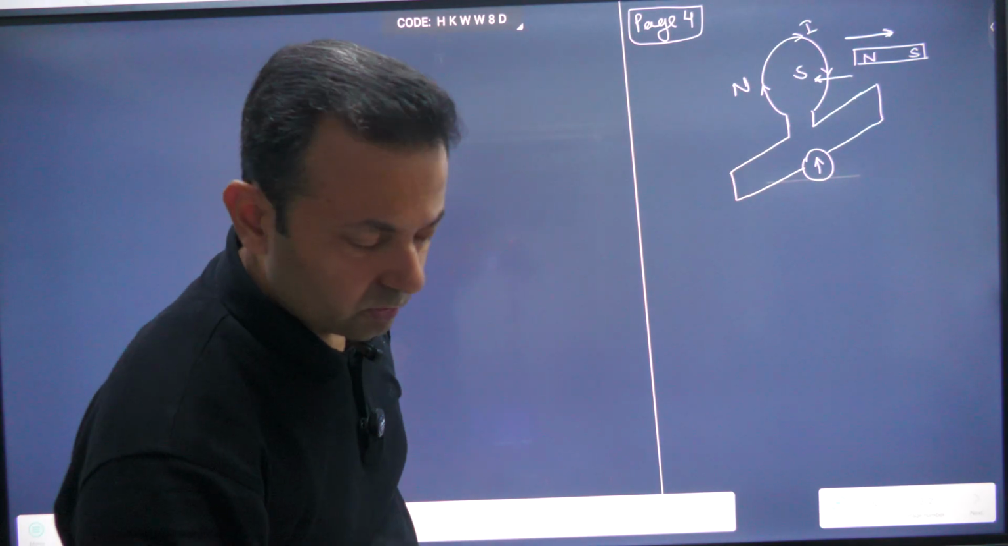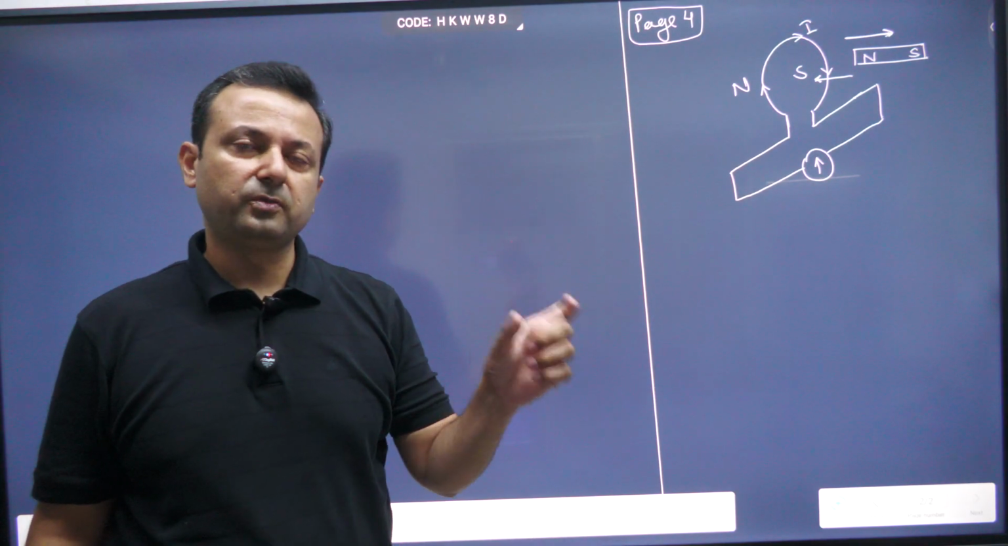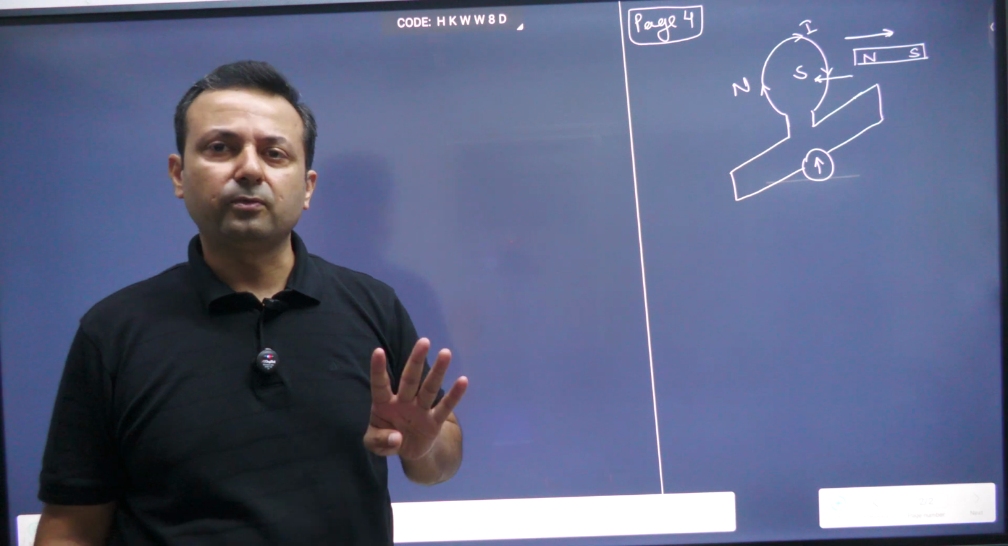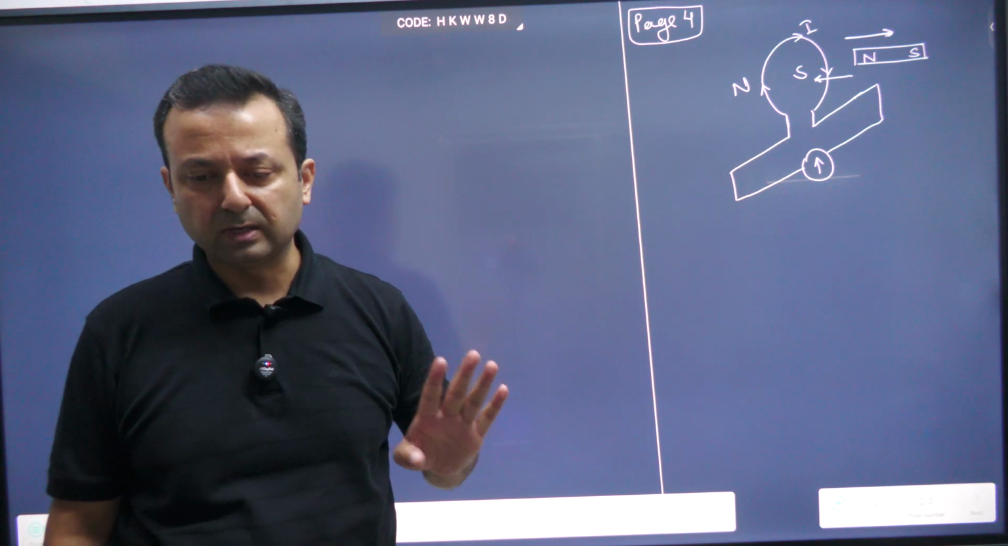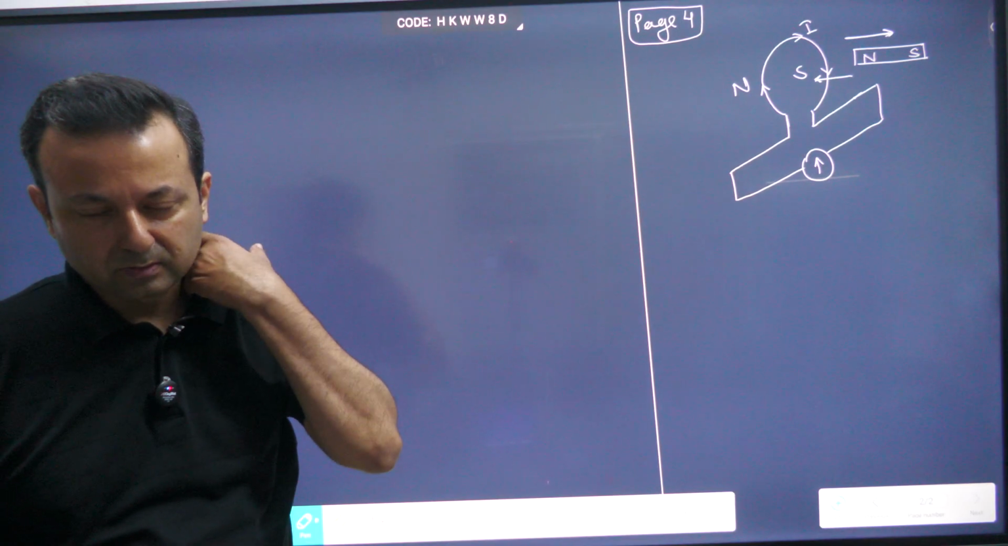Okay. So revise properly the initial two chapters, moving charges and magnetism and matter. Now only 3 to 4 topics are left in this chapter. So we can easily cover the syllabus by tomorrow itself.